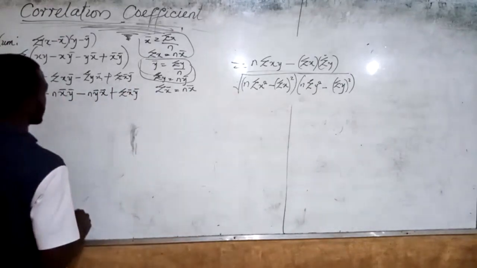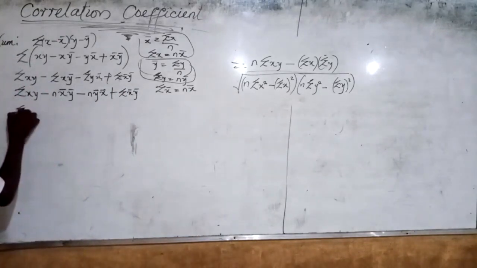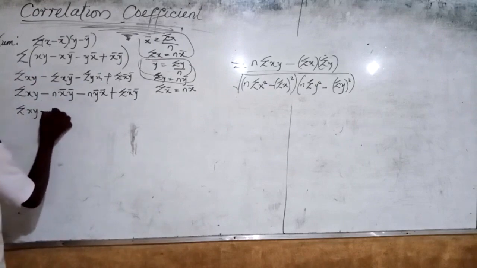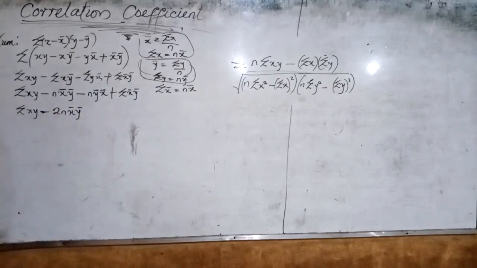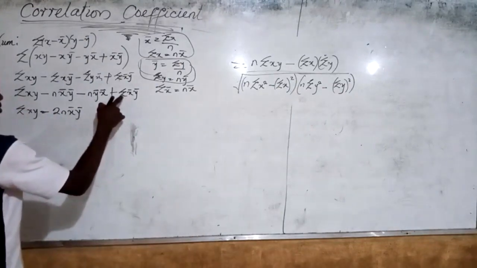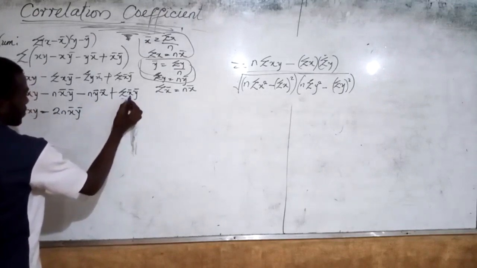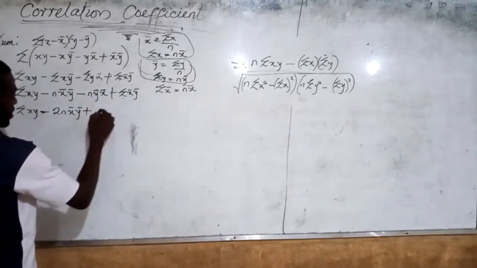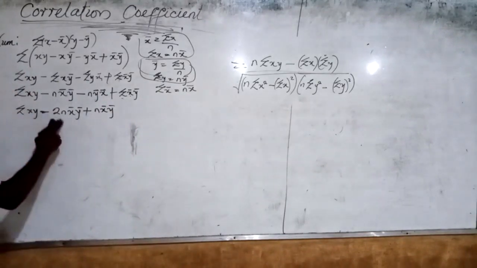So this minus this becomes summation xy minus 2n x bar y bar. Remember that summation x bar or summation y bar, either way, means n x bar. So summation x bar y bar will be n x bar y bar. So basically they are the same now.